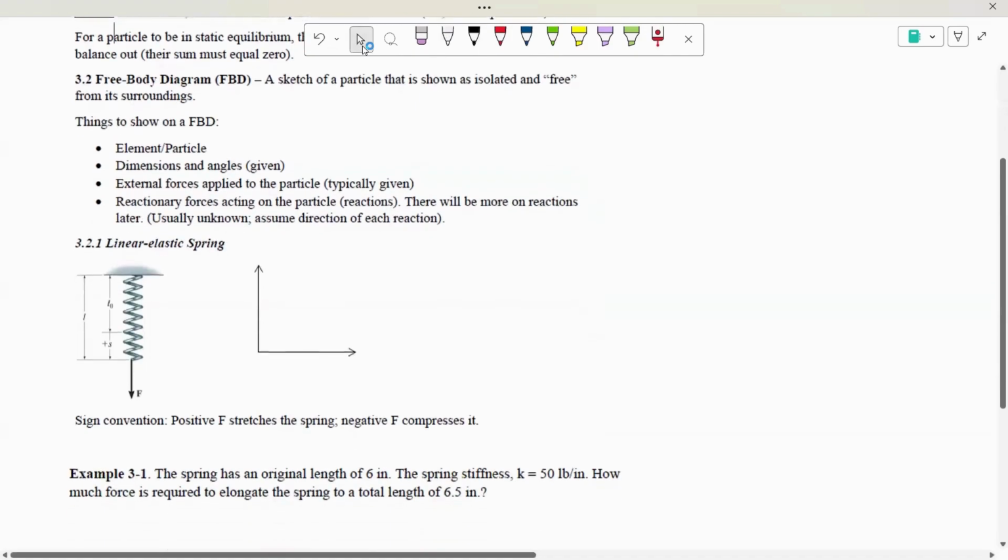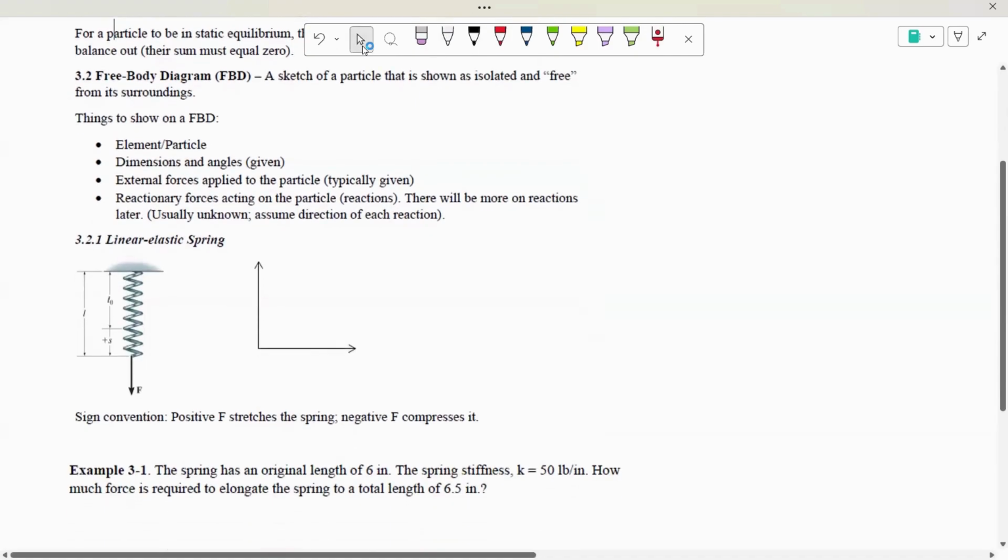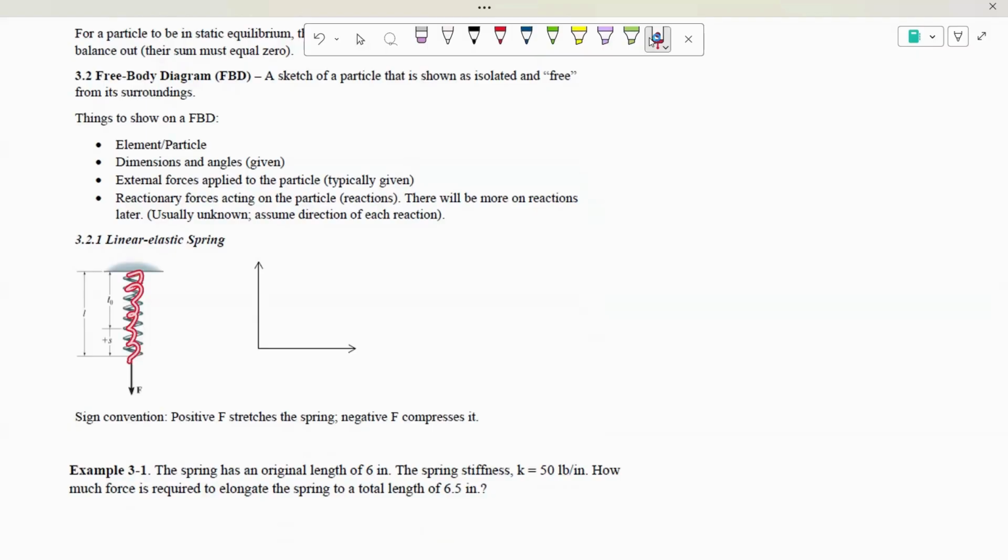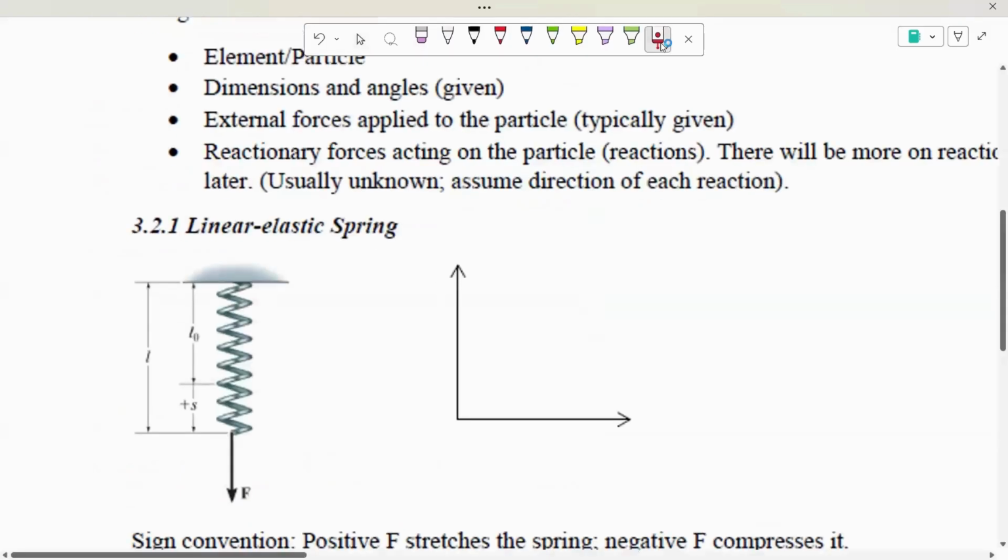So here we have a linear elastic spring, and as you can see, the spring has some force applied to it going downwards. As you can see here on the side, L0 is where the original length of the spring was. But once that force was applied, this is the extra length, or where it came to at the end once that force was applied. So we have L final.